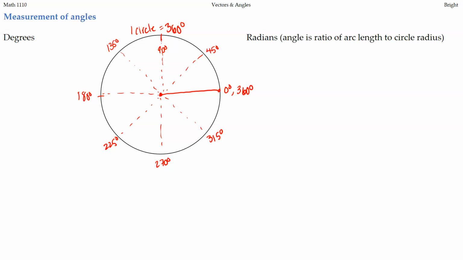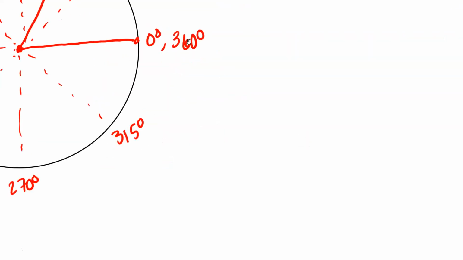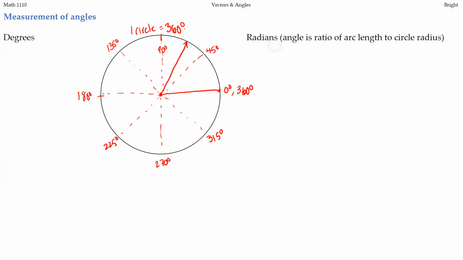So we can say, okay, well, for example, if we have a vector going here, we might say it appears to be somewhere between 45 and 90 degrees. Maybe it's halfway in between, or maybe we just want to say it's about 60 degrees. So this angle that we made here would be 60 degrees.